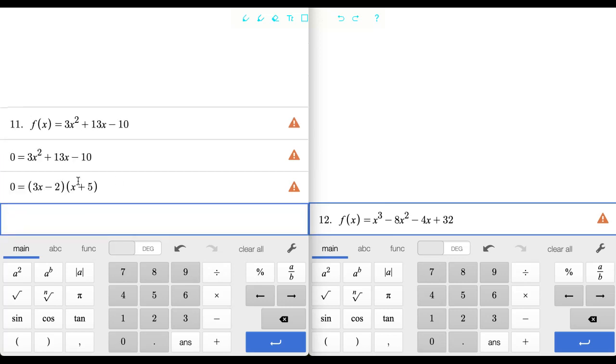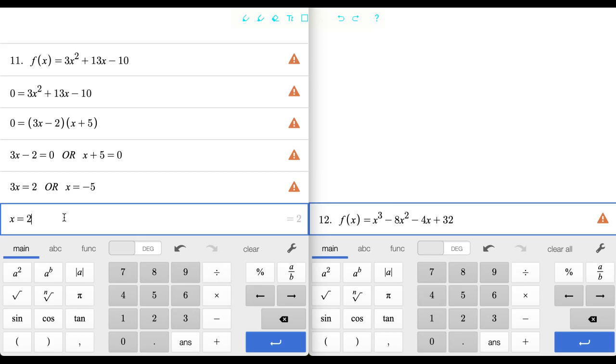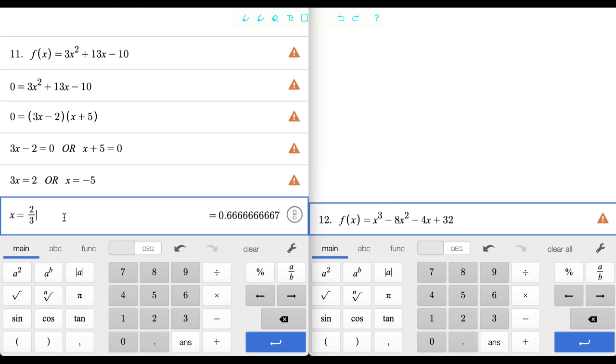Okay, so this splits into your zero product property. I can say 3x minus 2 equals 0, or x plus 5 equals 0. If you solve it out, you'll get 3x equals 2. So x equals 2/3, or x equals negative 5. Okay, so that's number 11. X equals 2/3, negative 5.